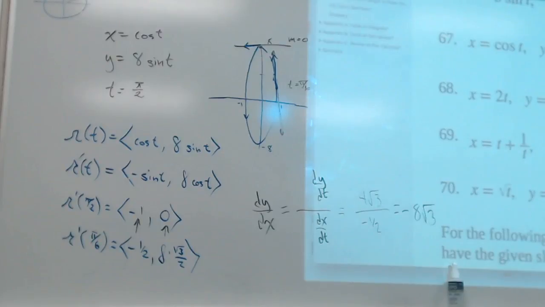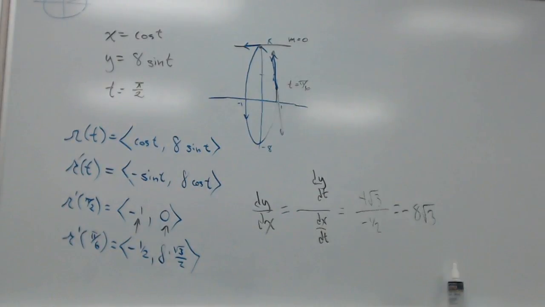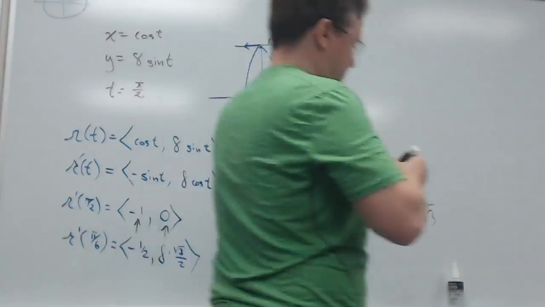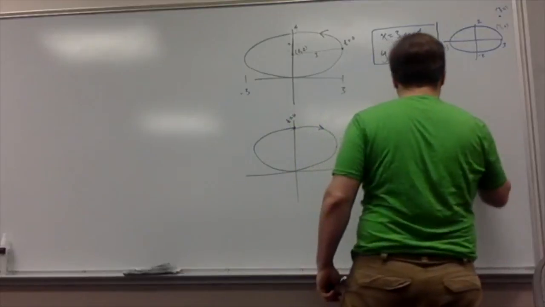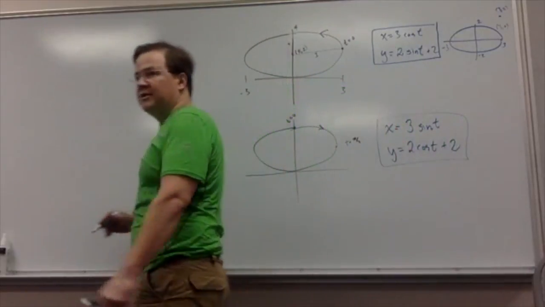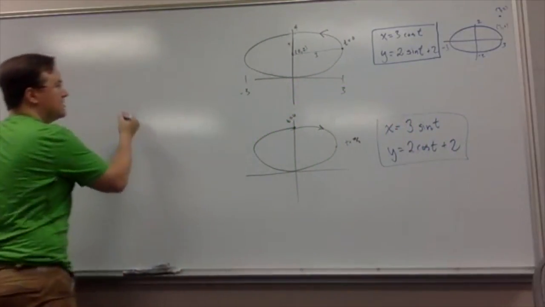I'll give you one more parameterization of the same curve. Tangent? No, I'm joking. How about cosecants? That's the same curve, different orientation. Right. How about this one?